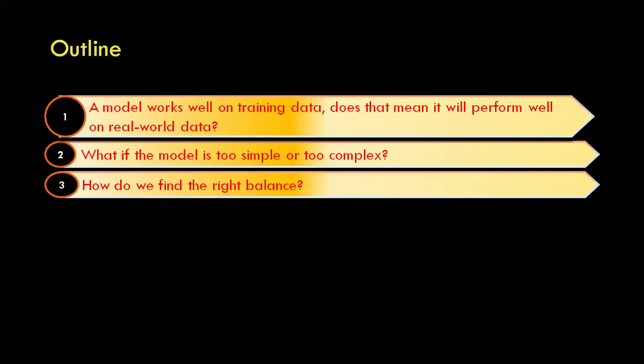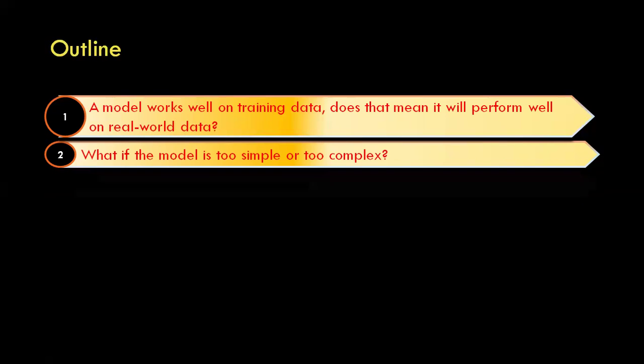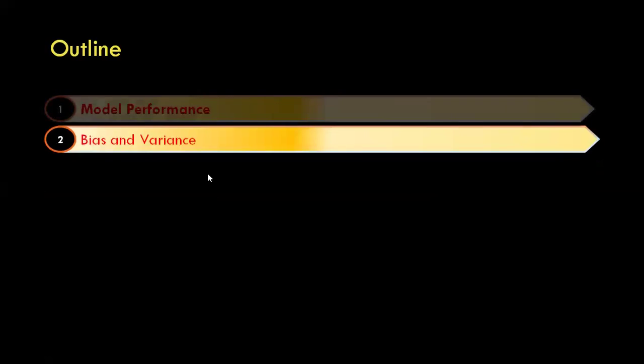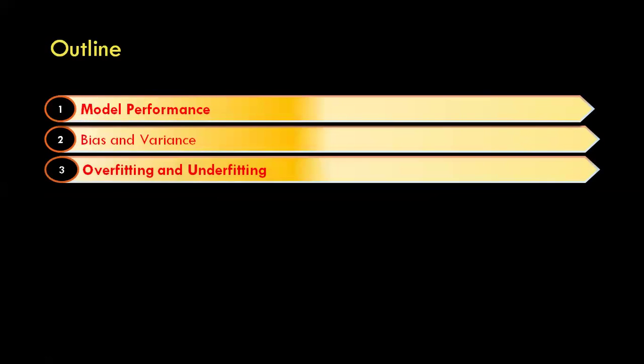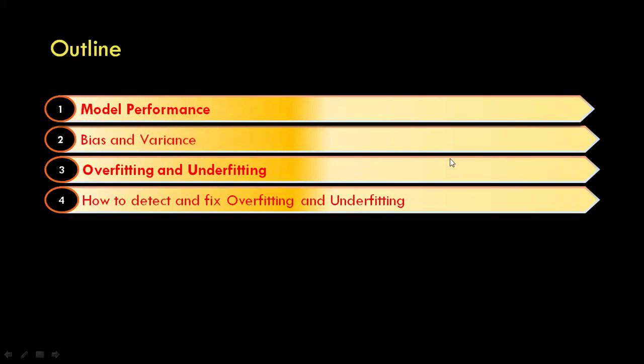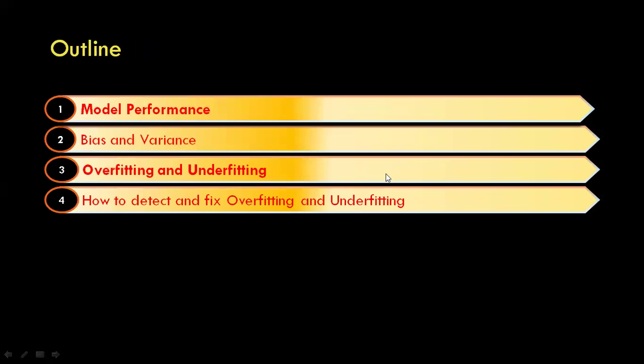To answer these questions, we'll explore what model performance is all about, and what bias and variance are. Then we will understand what exactly overfitting and underfitting are, how to diagnose them, and how to fix these issues. Finally, we will jump into a live demo in Jupyter Notebook where we will see these concepts in action. Okay, let's get started.